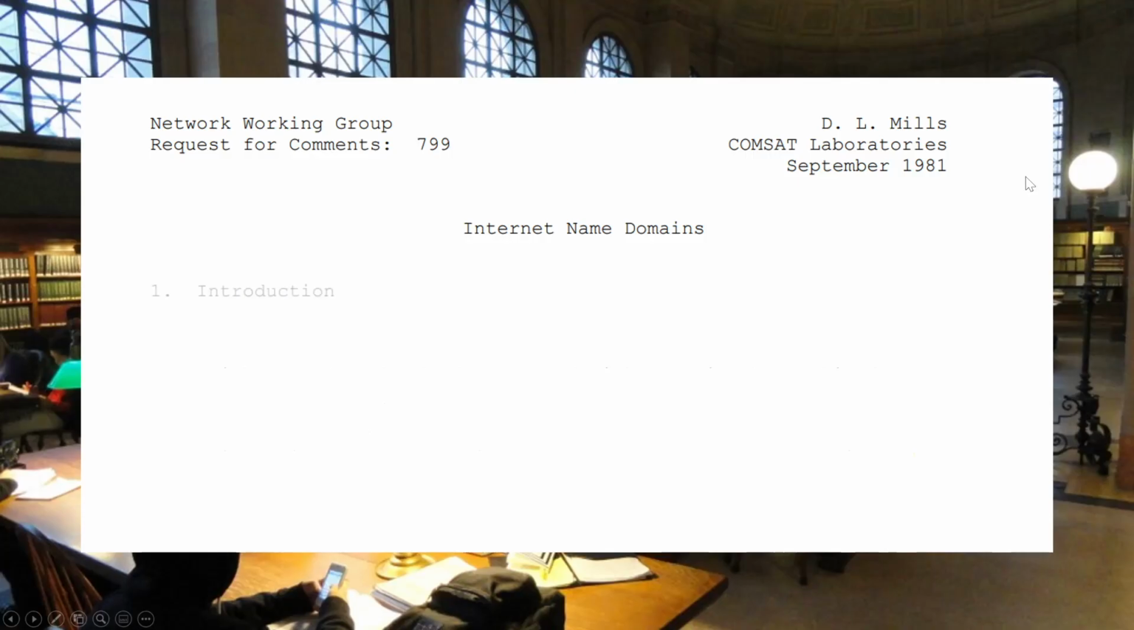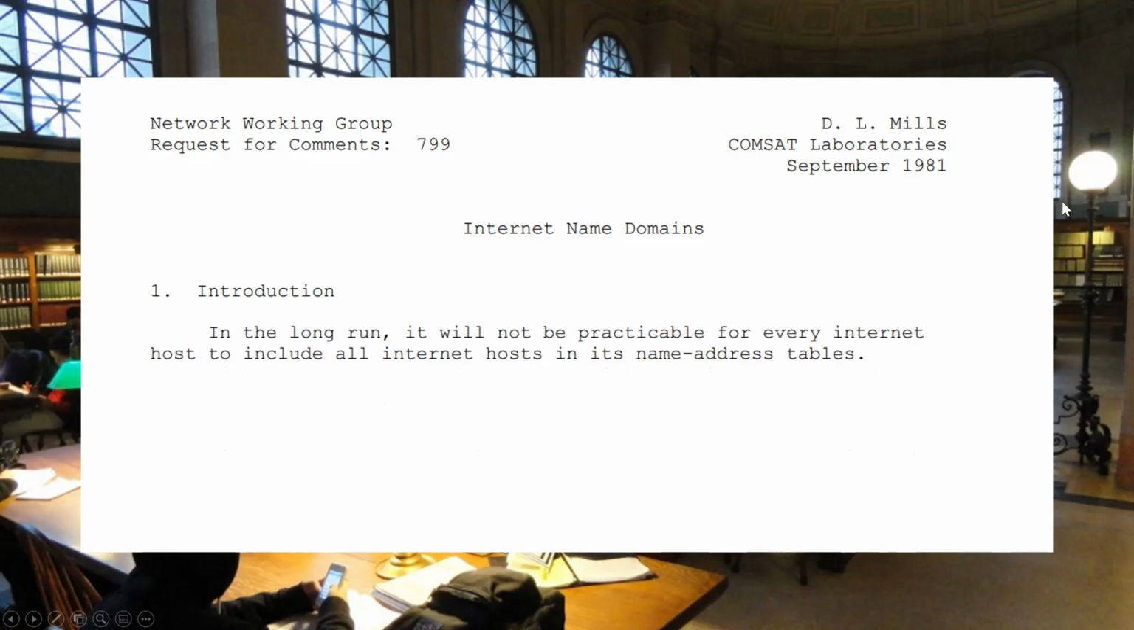Internet name domains. Introduction. In the long run, it will not be practicable for every internet host to include all internet hosts in its name address tables. So those hosts, which we saw earlier, which users use, they have name address tables which map names to 32-bit IP addresses. But this is getting troublesome.